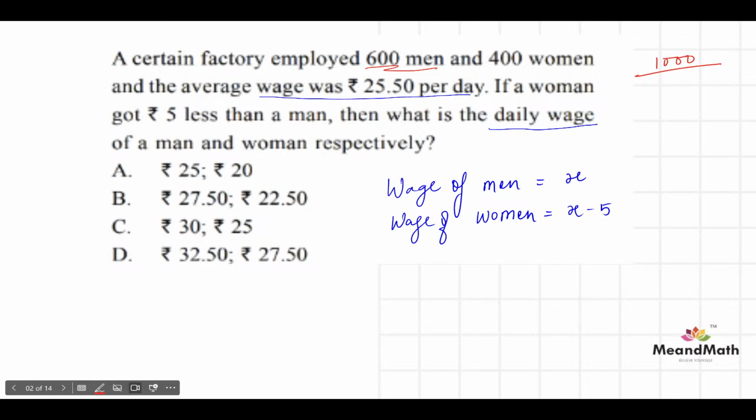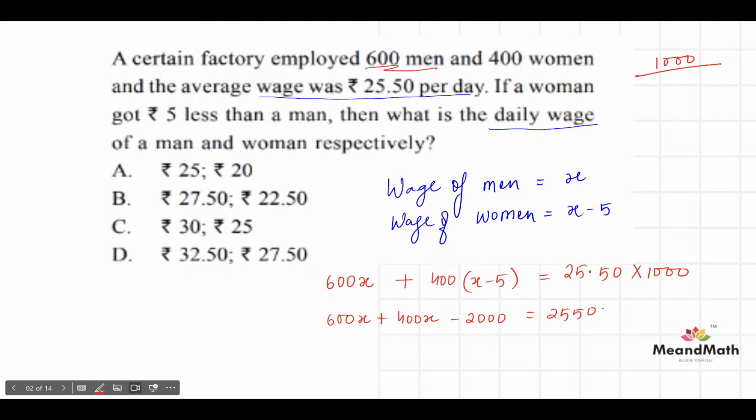So we're going to be finding the cost. 600 men, so 600 times X, plus 400 women, 400 times X minus 5, and it would give us 25.50 times 1000. Now let's simplify: 600X plus 400X minus 2000 is equal to 25,500, correct?